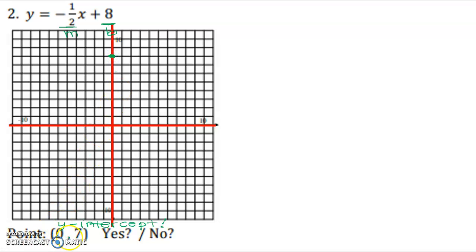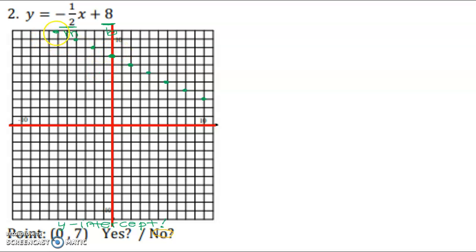Is that equal to (0, 7)? No, it's not. But let's go through this and double check and make sure that it does indeed not work if we finish graphing. So we know that our y-intercept was 8. Our slope is negative 1/2, so we're going to go down 1 and to the right 2. Down 1, right 2, as many times as we can. And then we'll go in the opposite direction. We're going to go up 1, left 2, again, as many times as we can.